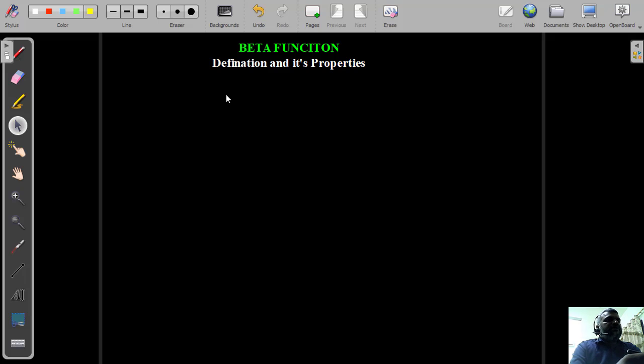Definition and its properties. Let's get started. Definition we'll discuss.